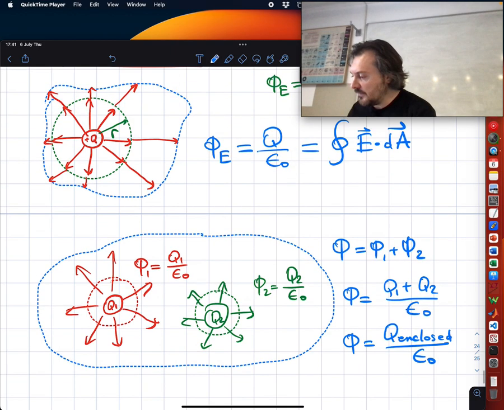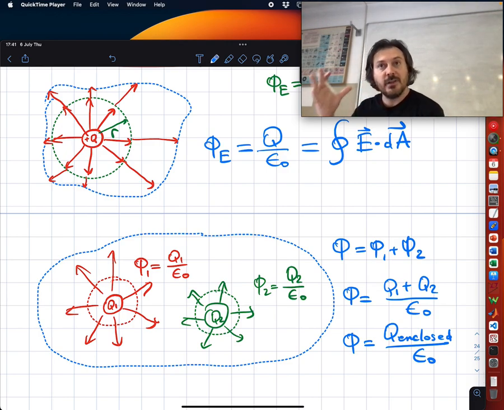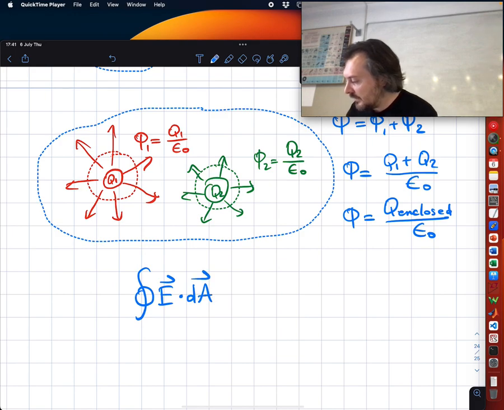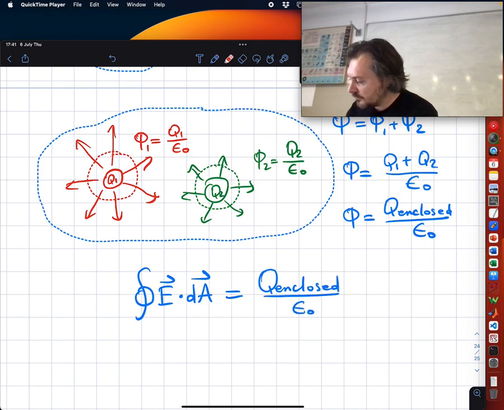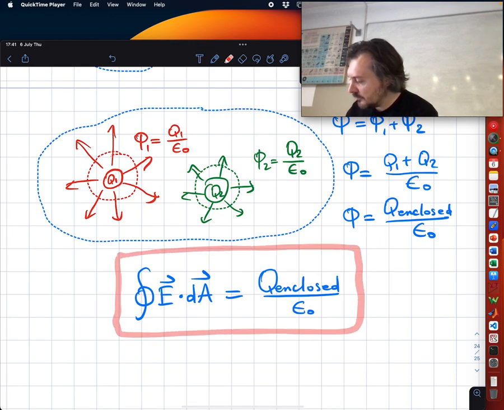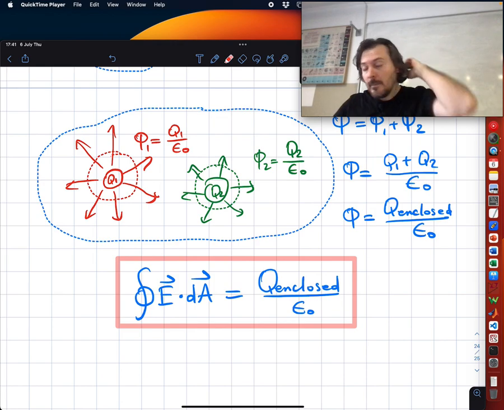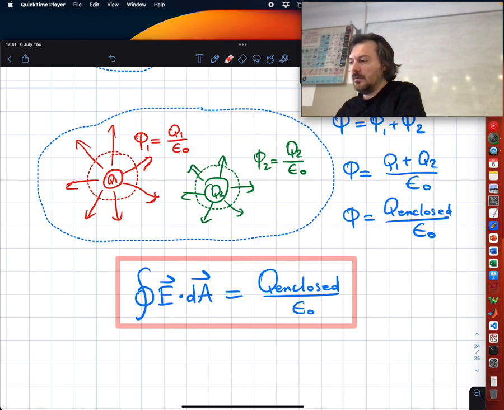So that leads us to, if you combine all this logical sequence, you arrive at the most general form of Gauss's law, and it tells you that closed surface integral of E dot dA is Q enclosed over epsilon 0. That's Gauss's law. Do you understand this? Yes? Okay, good.